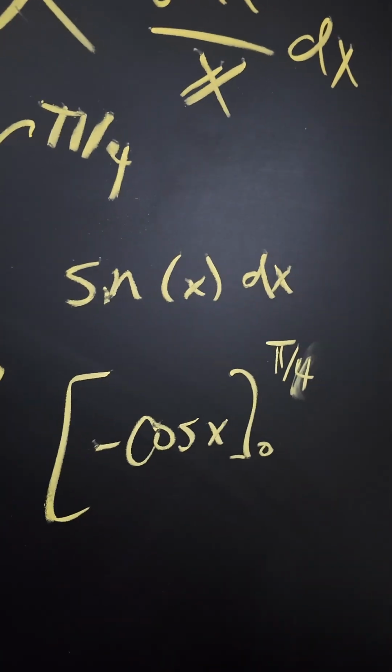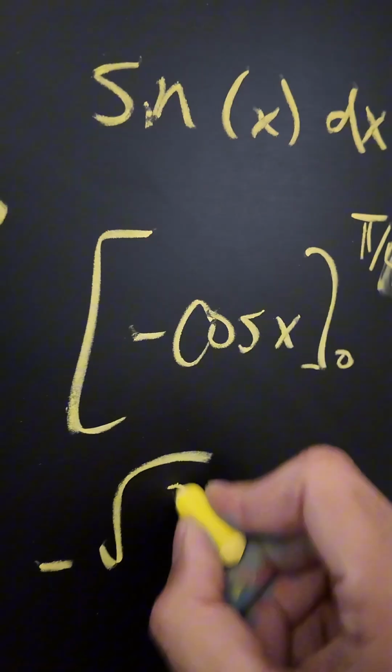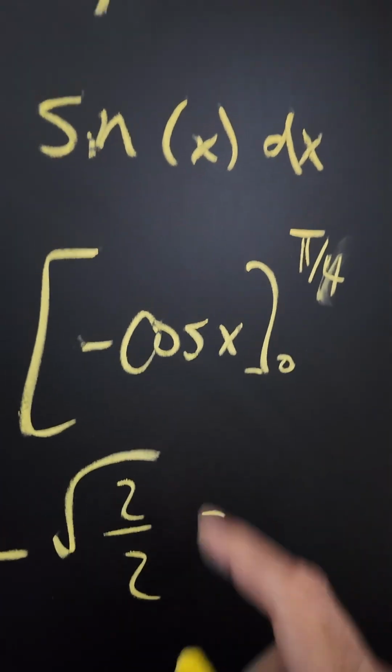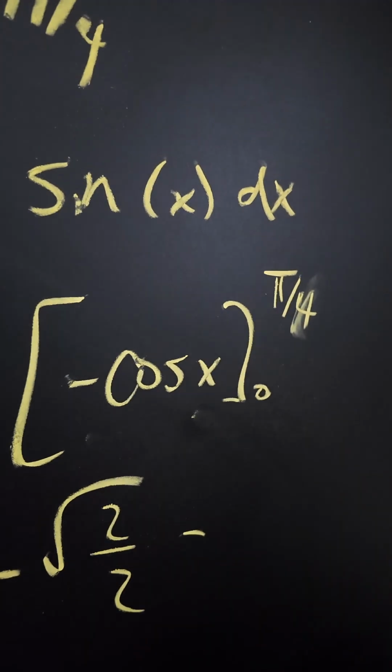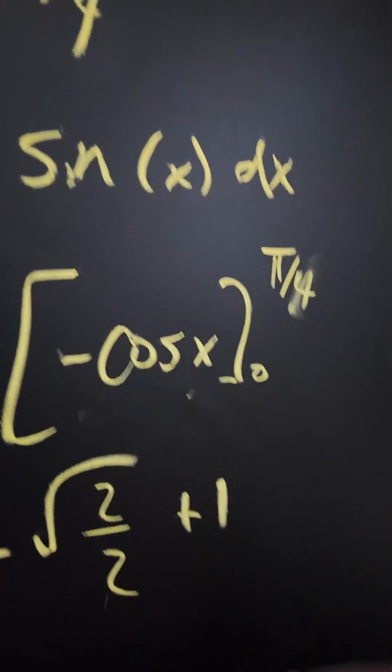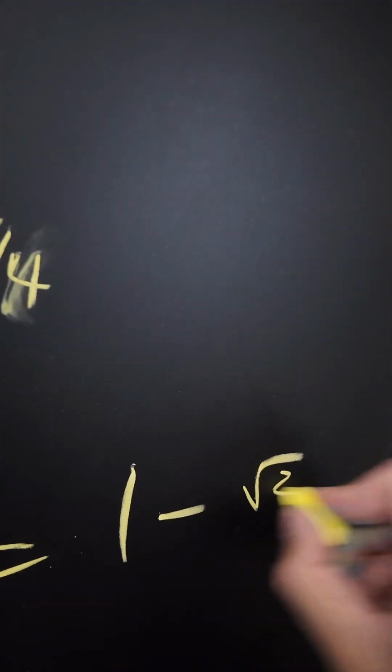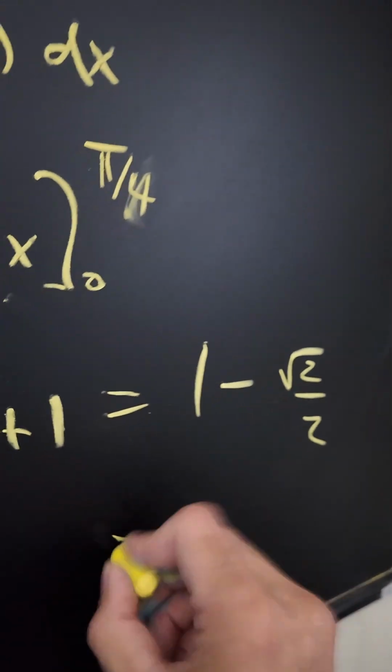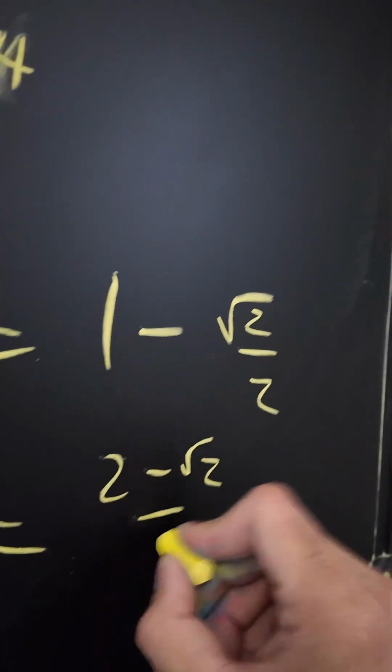Let's go ahead and plug in the pi over 4 over here. That leaves us with negative root 2 over 2 minus negative cosine of 0, which is gonna be plus 1. So really our solution is 1 minus root 2 over 2. Let's get some common denominators on here. 2 minus root 2 over 2.